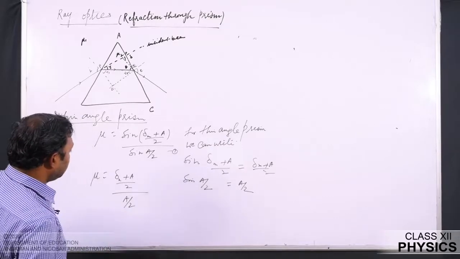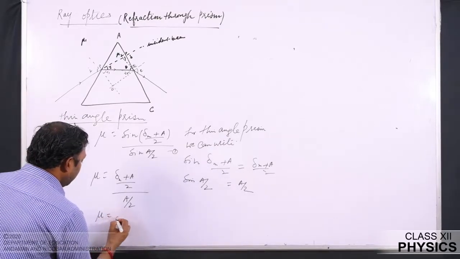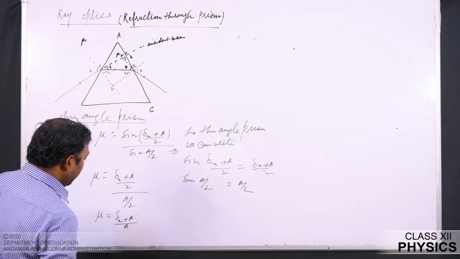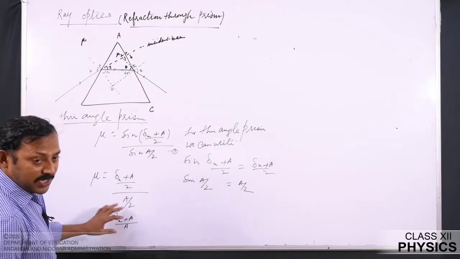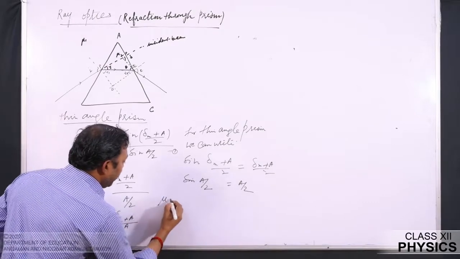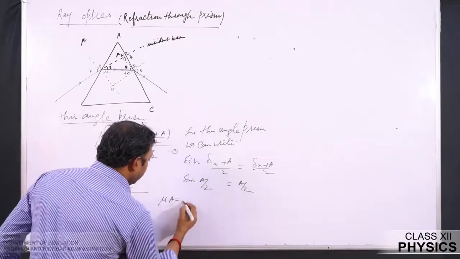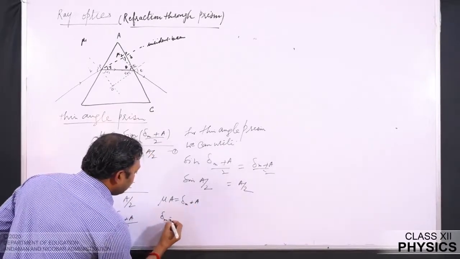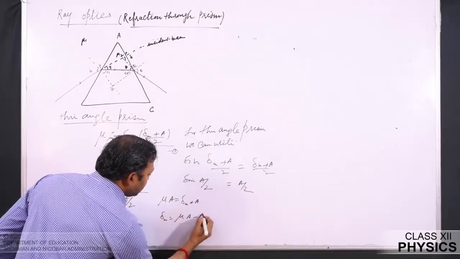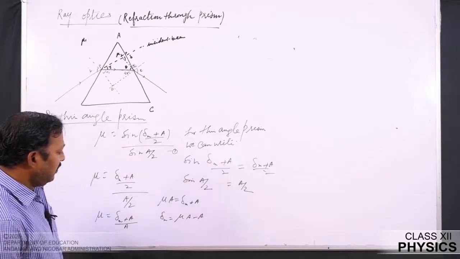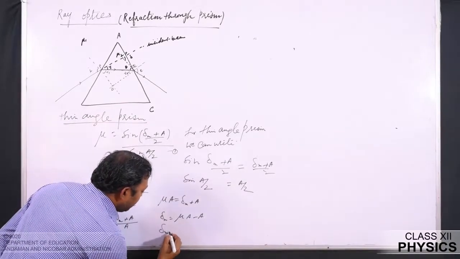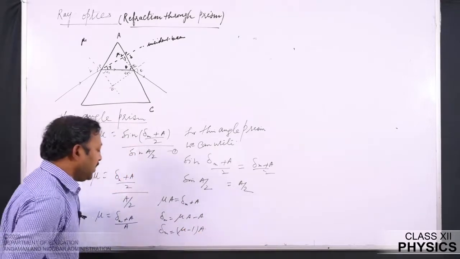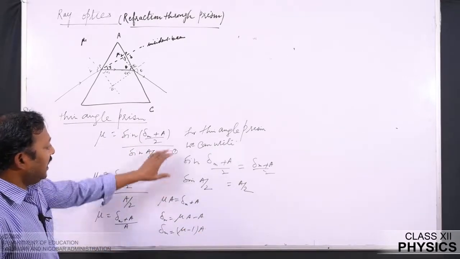Now, the 2 gets cancelled out, and we have mu is equal to (dm plus A) divided by A. Cross multiplication and simplification of this expression gives mu A is equal to dm plus A, or dm is equal to mu A minus A. A can be taken common, and we get finally dm is equal to (mu minus 1) A. So, this is the formula for angle of minimum deviation for thin angle prism.